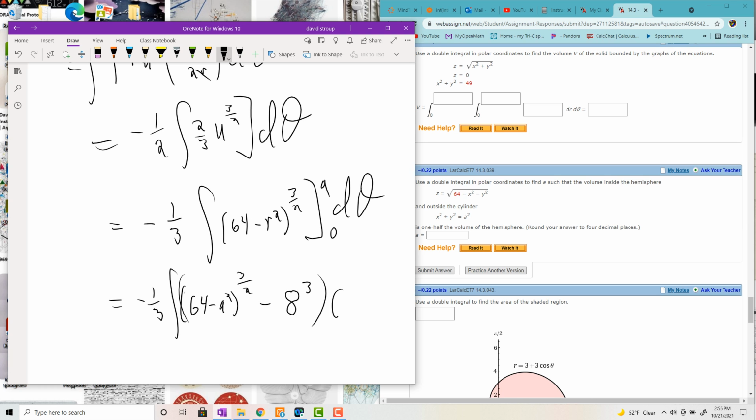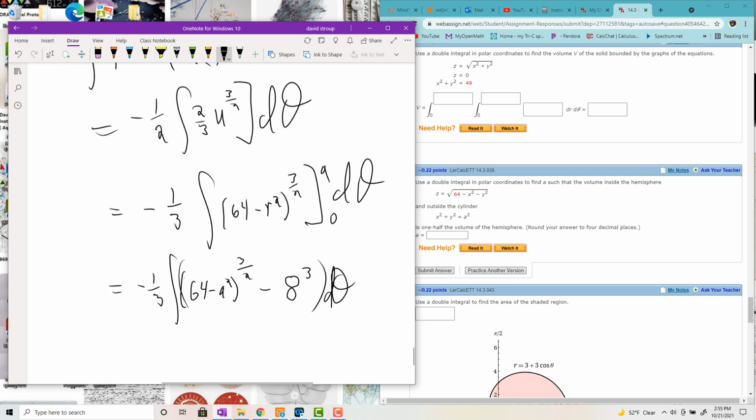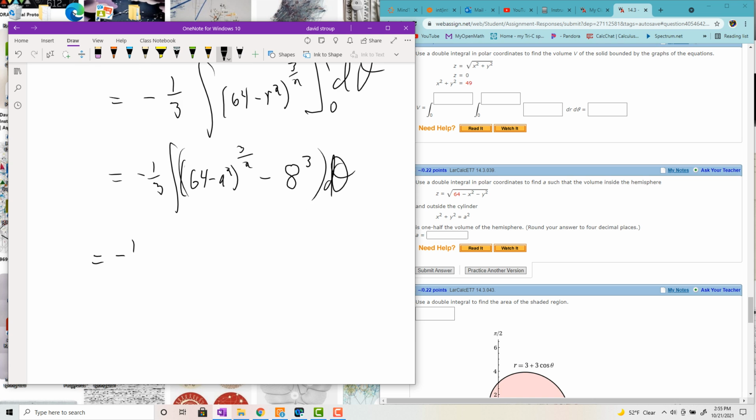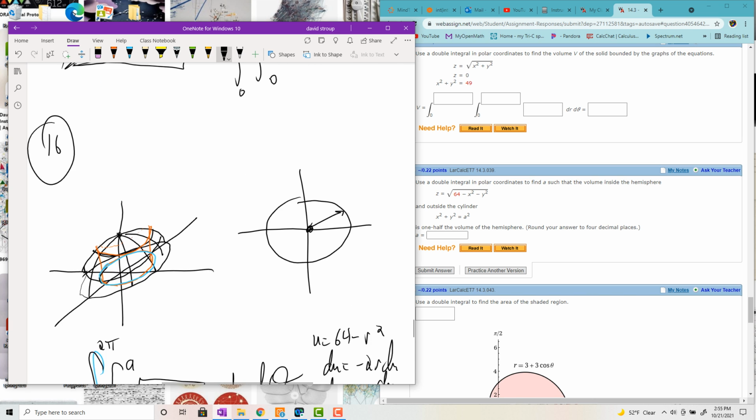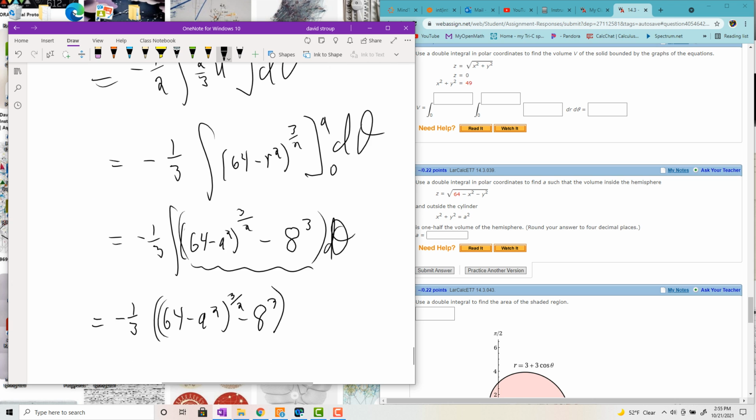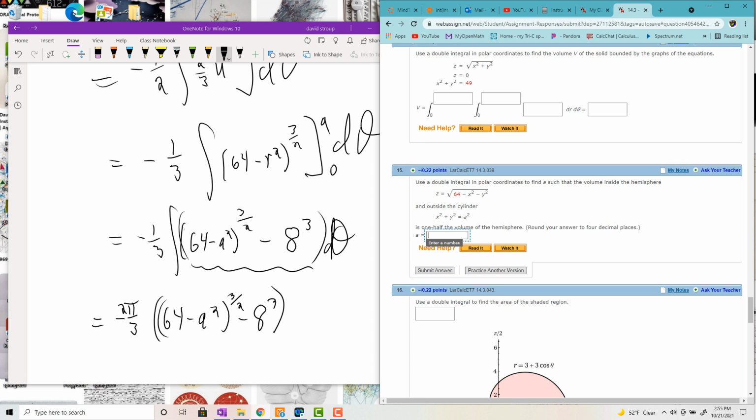All this with respect to theta needs to now be integrated, so you're going to end up with negative 1/3 times, this whole thing is just a constant, so you can just write it as 64 minus a squared to the 3/2 minus 8 cubed times theta. And if you evaluate theta from 0 to 2 pi, you're just multiplying it by 2 pi. So you end up with 2 pi times all that. And yeah, they want you to enter a number.